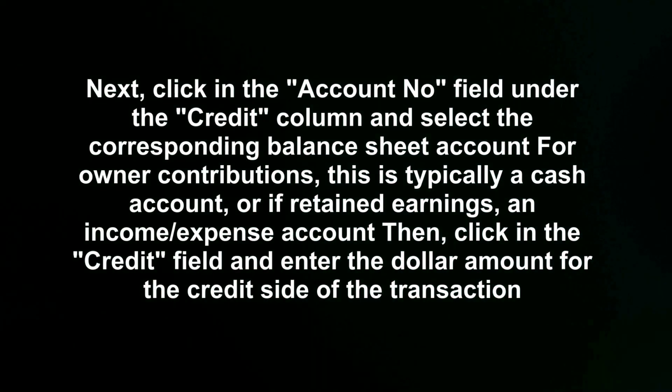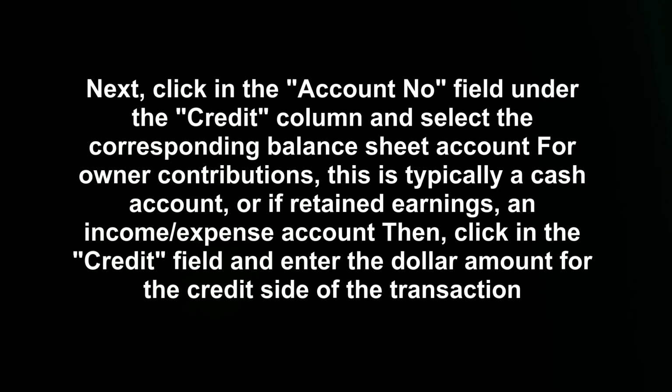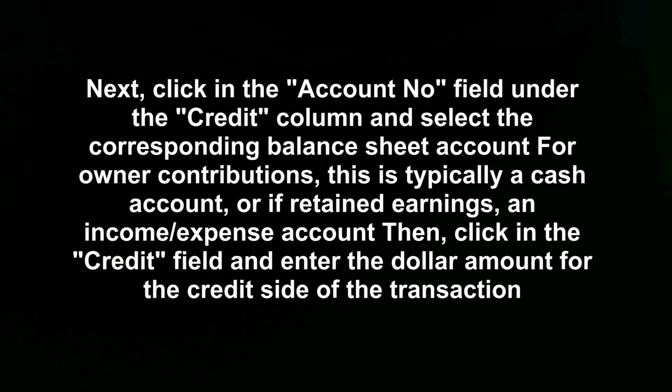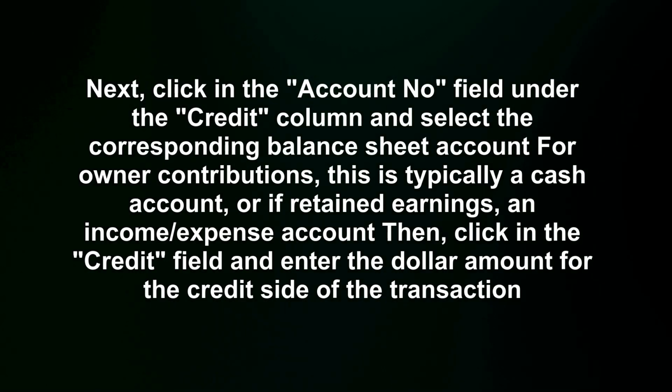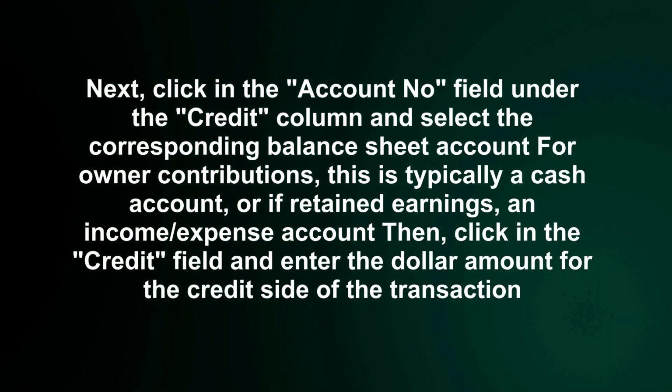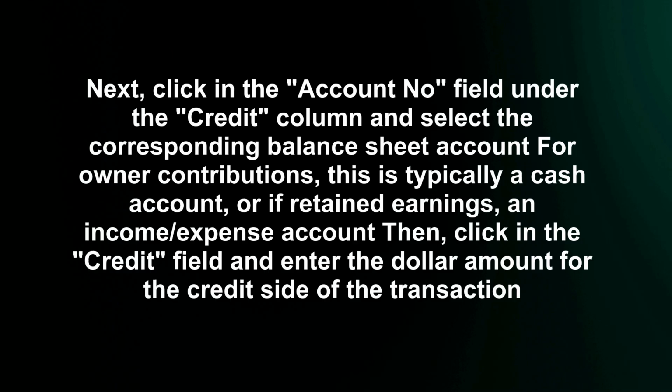Next, click in the Account No field under the Credit column and select the corresponding balance sheet account for owner contributions. This is typically a cash account, or if retained earnings, an income to expense account. Then, click in the Credit field and enter the dollar amount for the credit side of the transaction.